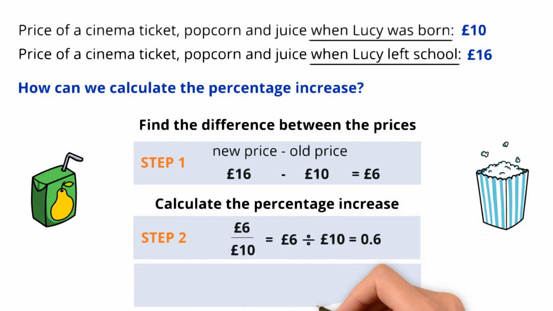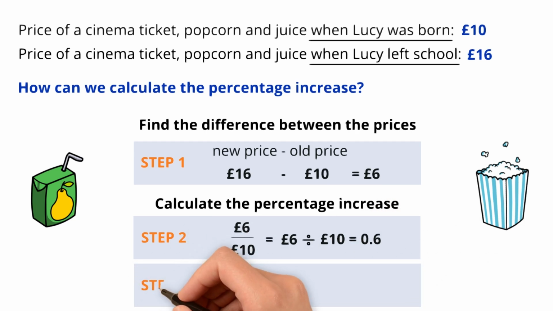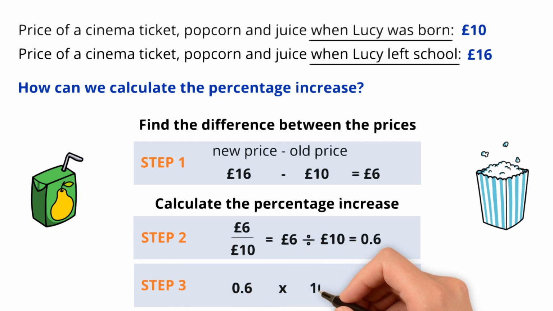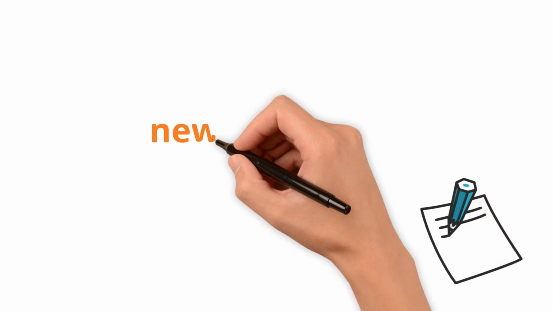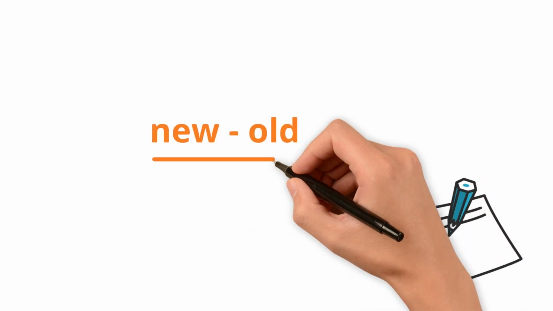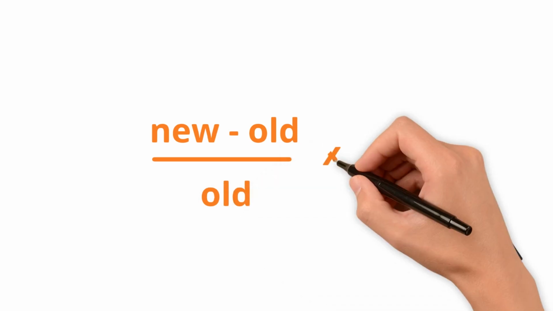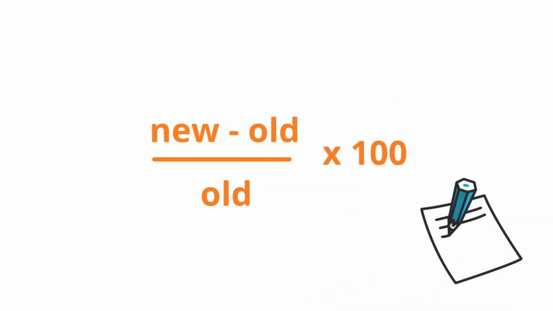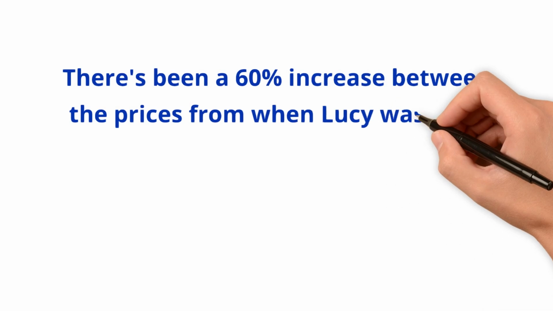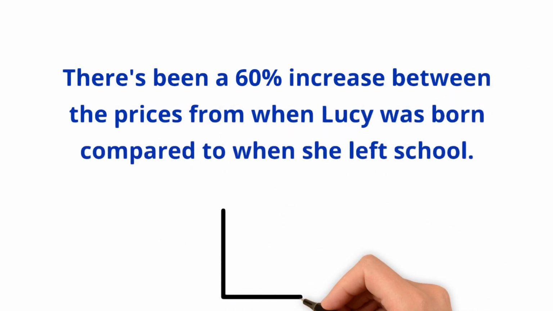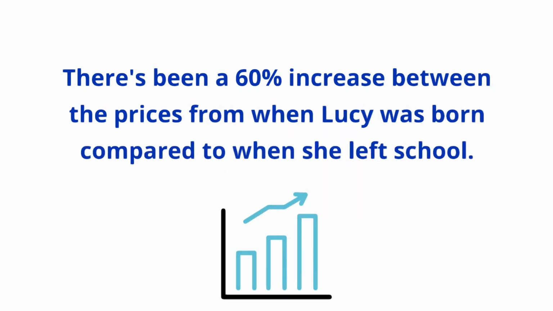Lastly, step 3, we convert this into a percentage by multiplying by 100. And remember, a trick when multiplying by 100 is to move the decimal point 2 places to the right. So we have 0.6 times 100, which equals 60%. And a general rule to remember how to work out percentage increases is this formula: new minus old, divided by old, times by 100. Overall, we can see that there's been a 60% increase between the prices from when Lucy was born compared to the time that she left school.